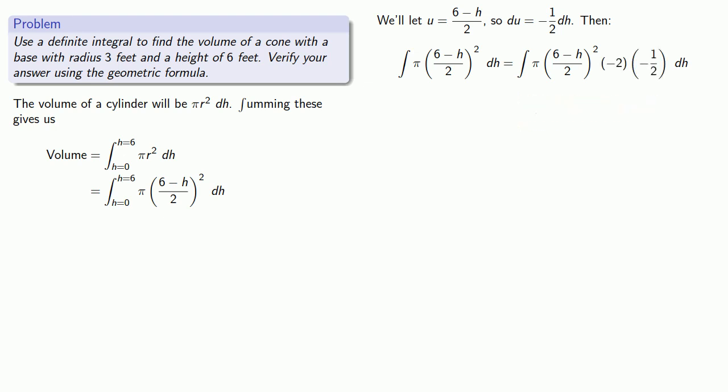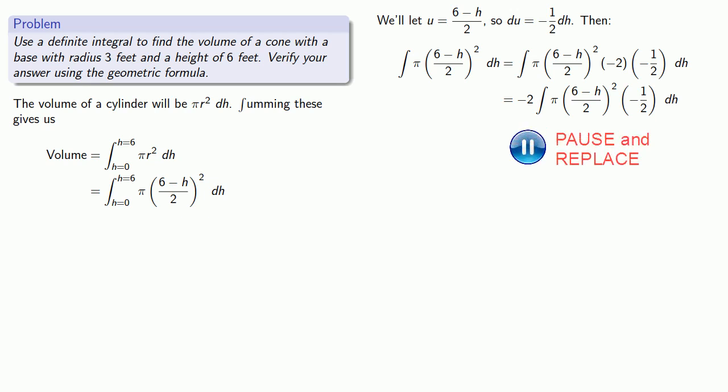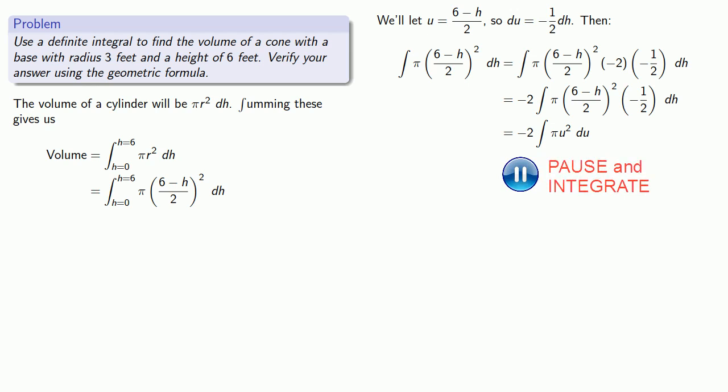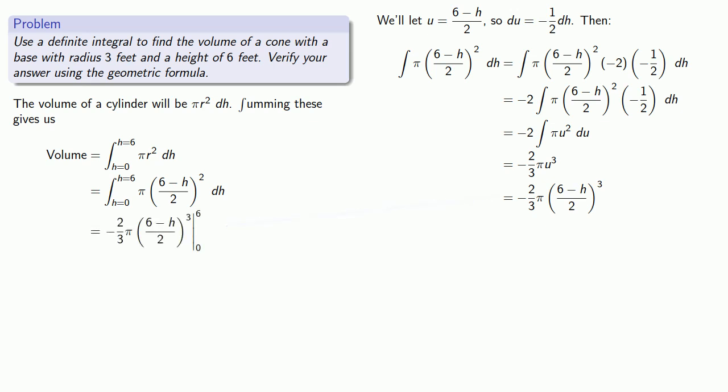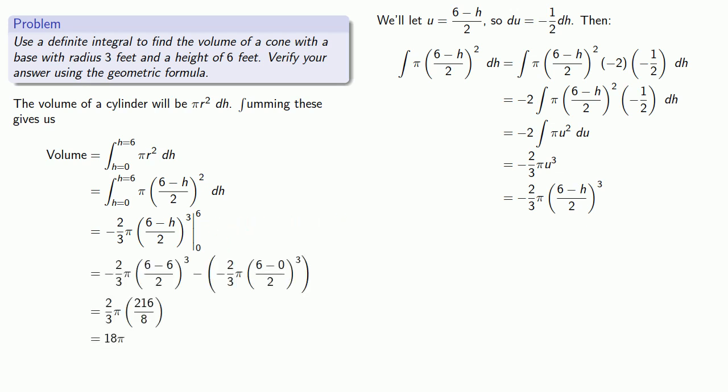This constant minus 2 can be moved to the front. We can do our u substitution and our du substitution. And we get an integral that we can evaluate. And putting everything back where it belongs, we get our antiderivative. Evaluating the antiderivative gives us our final volume, 18 pi.